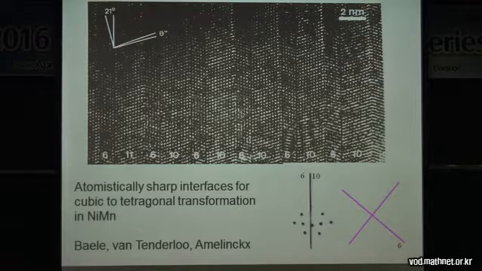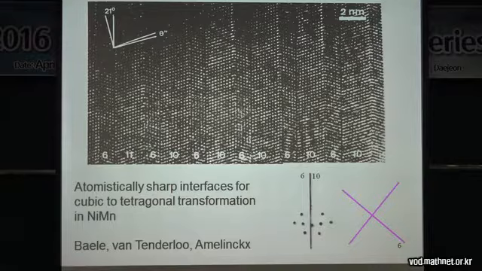So here's a high resolution picture which enables you to see this happening at the atomistic level in nickel manganese, which undergoes a cubic to tetragonal transformation. And so this is the low temperature phase. At the high temperature, there was none of this microstructure. It was just a regular crystal lattice. And then the experiment is you lower the temperature.